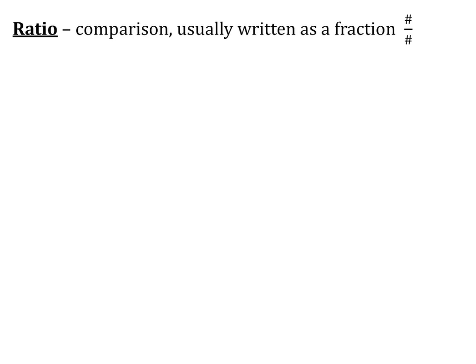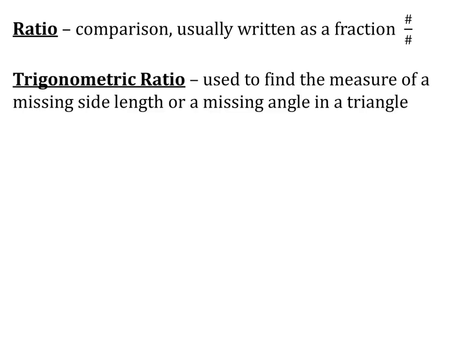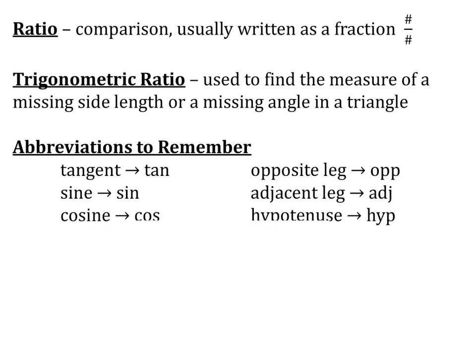All right, let's start off with some important terms that we need to know. Ratio, which we've already been using. Again, it's the comparison of two things, usually written as a fraction, so some number divided by another number. So now we put this adjective new word, trigonometric ratio. It's used to find the measure of a missing side length or a missing angle in a triangle. And we have these 6 abbreviations that we must remember. Our 3 trig ratios are tangent, sine, and cosine. Tangent shortens down to TAN, so an abbreviation for tangent is TAN.